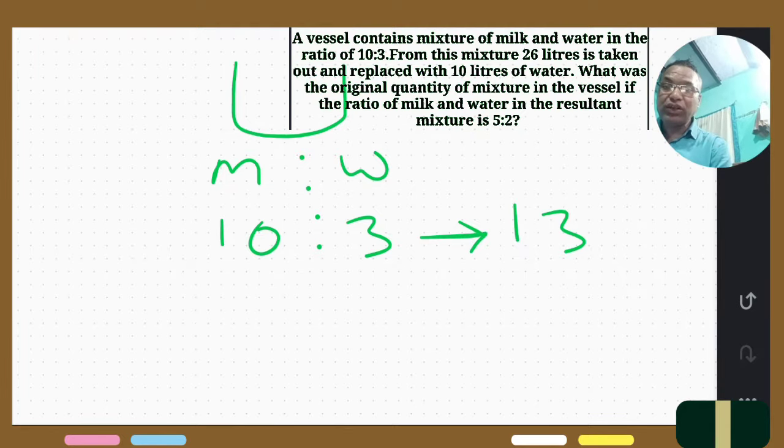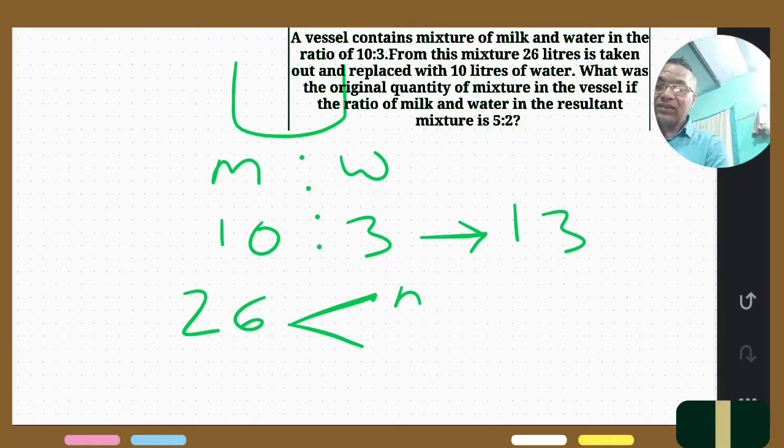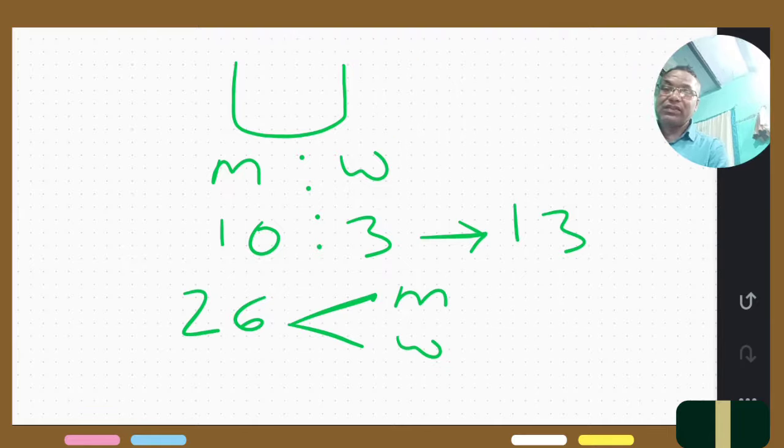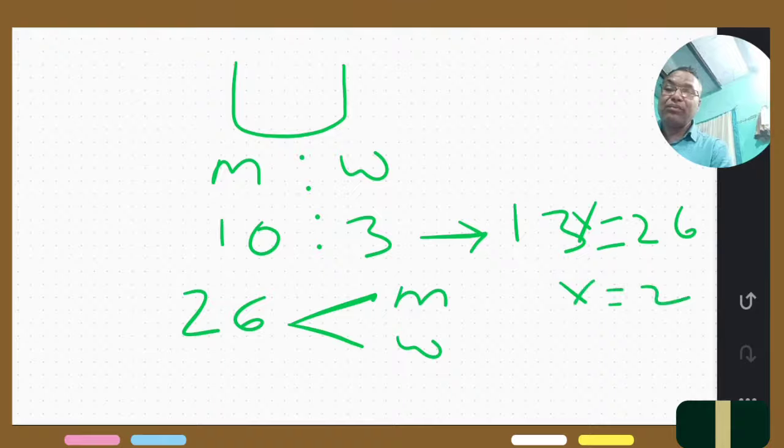So in that 26 liters, milk and water. If we compare from here, 13 units is equal to 26. So x equals 2. Means 2 10s are 20 and 2 3s are 6. This will be the quantity of milk, 20 liters, and 6 liters will be the quantity of water.